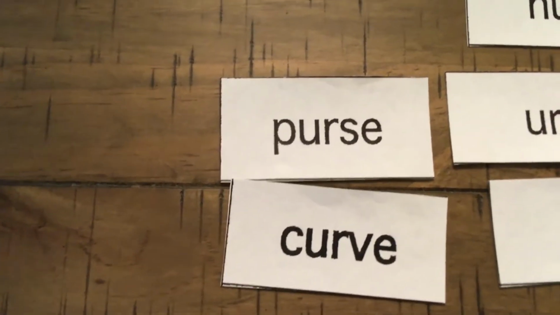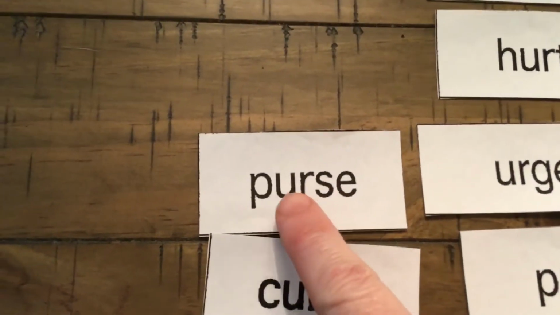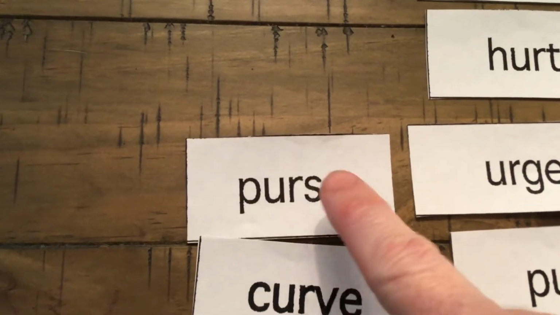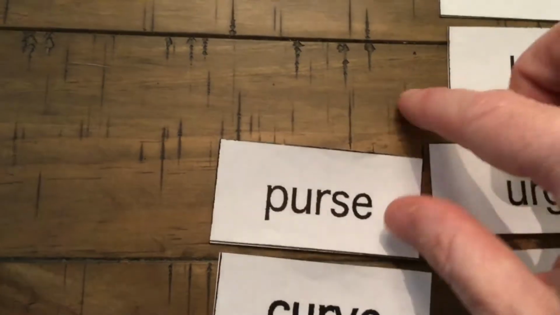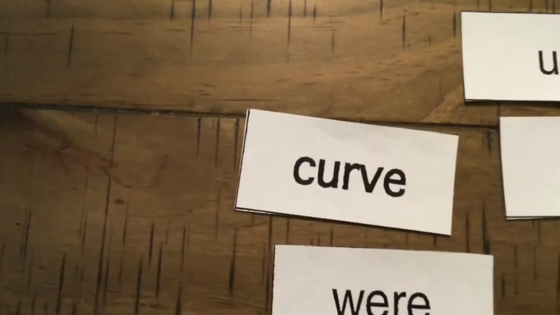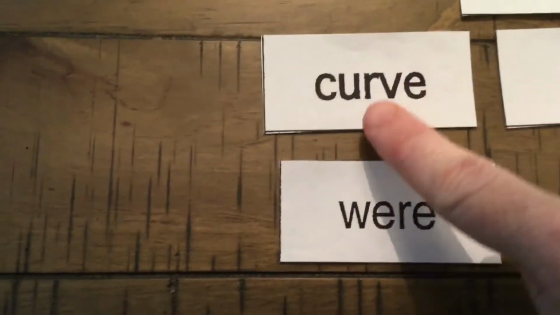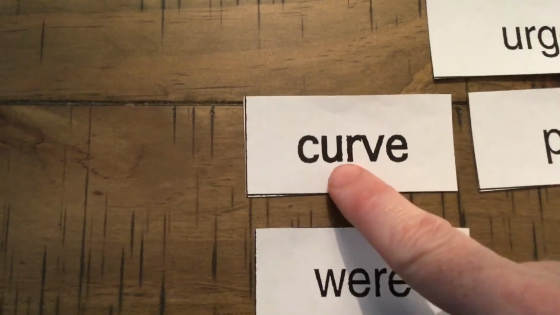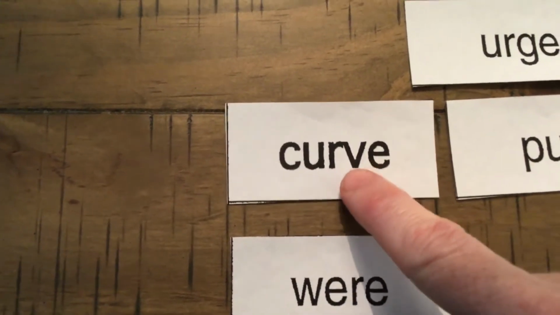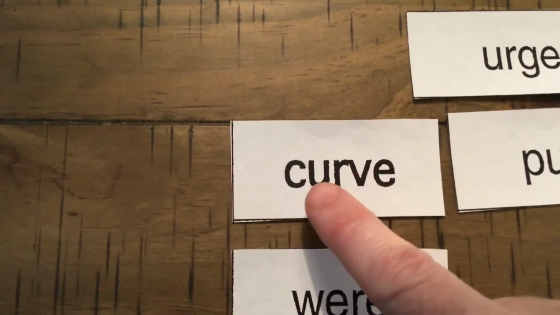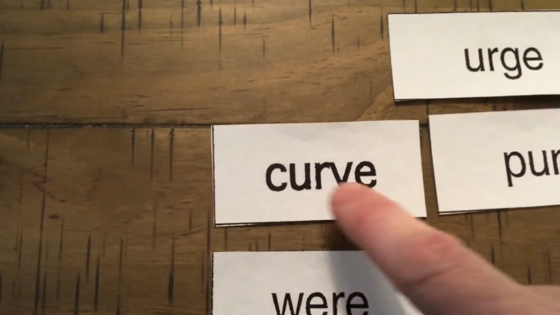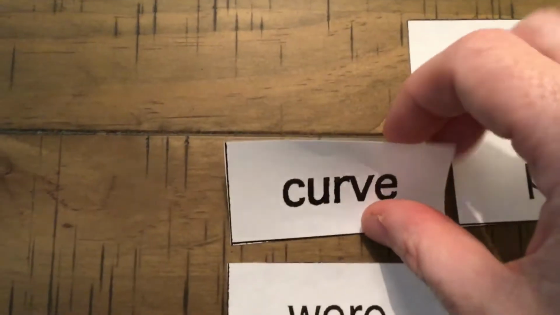Purse. When I see purse, I hear s, but there's that silent E. So this is dash E. That dash is for that S. Curve, same thing, v. The V is the last sound, but it has the E. Curve is the UR dash E. It's holding a place for that consonant that's there.